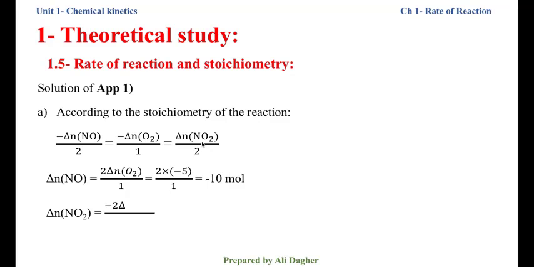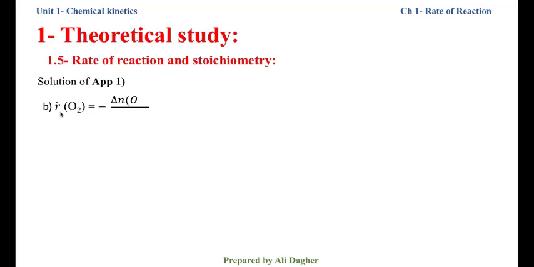For NO2, delta n NO2 over 2 equals minus delta n O2 over 1. Delta n NO2 equals 2 times minus delta n O2 over 1, that means minus 2 delta n O2 over 1, which is minus 2 times minus 5 over 1 equals plus 10 mole. The variation for reactant is negative, and the variation for product is positive.